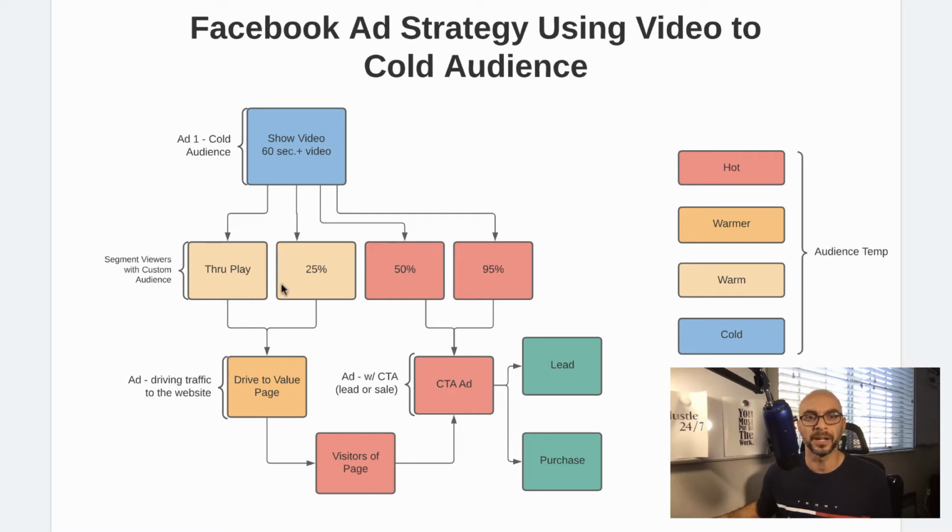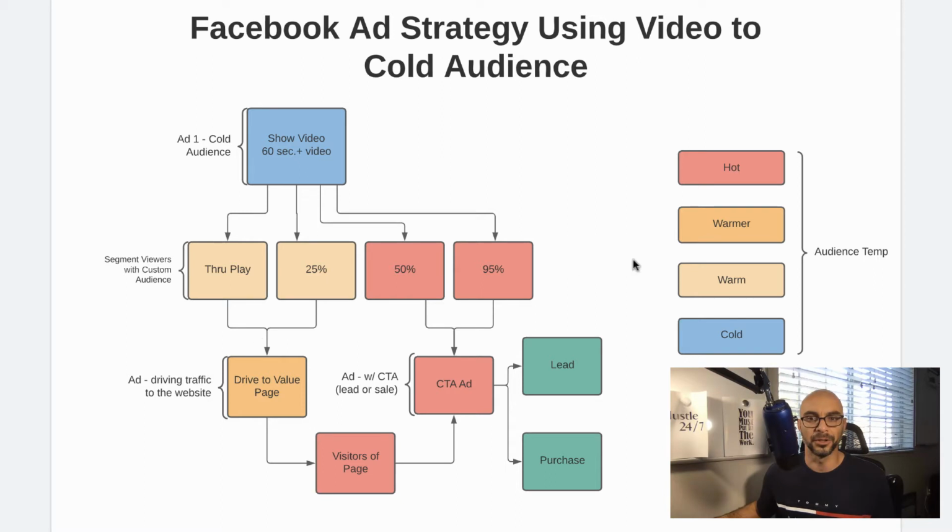I typically recommend creating 4 different audiences. First, through play, which is only 15 seconds. Then you have 25%, 50%, and 95%. And then, since you have these segmented, you're able to market to them with a specific ad specifically to these audiences.